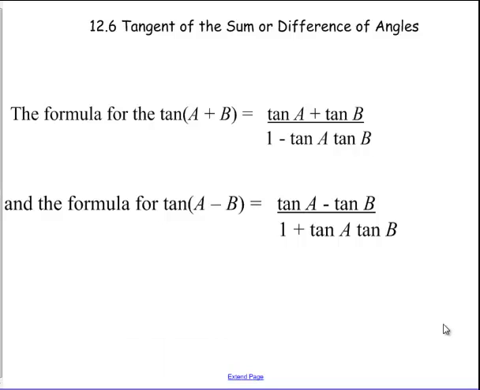Alright, today we're doing the tangent sum and difference of angles formula. Two more formulas to add to your list. Now, I know one thing you may be saying is, where are these formulas coming from? Well, we're going to derive some of them in class. I can show you how this one is derived in class. It's a little catchy, but we can go through it.